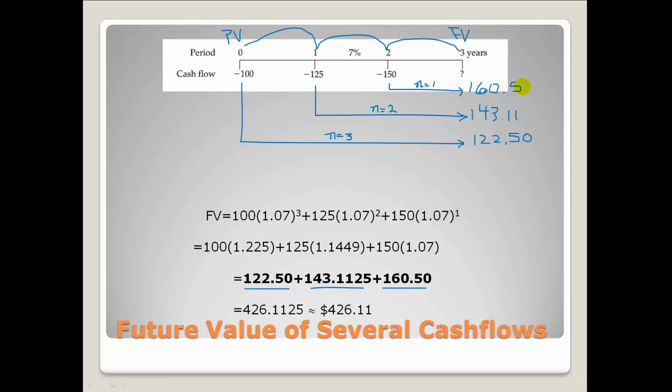$160.50. Ultimately, what we're going to do is add all 3 of these together, which is going to give you $426.11. And so if we wanted to work this through manually, meaning we're not going to use the time value of money keys, I'd set up the timeline, manually run it through the calculator, and then set it up like this.